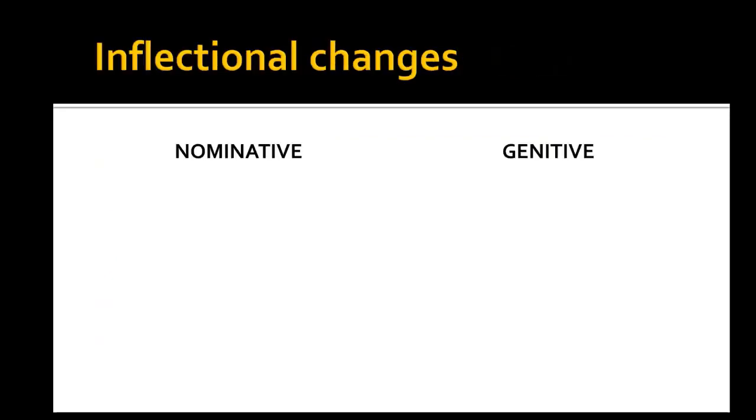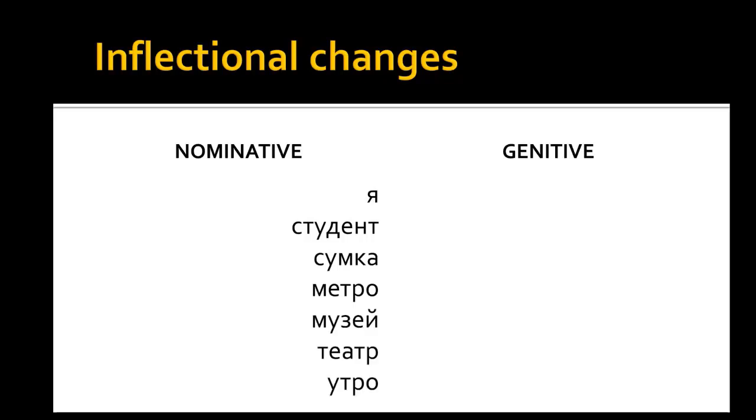You already know a lot of words in nominative. For example, я, студент, сумка, метро, музей, театр, утро. In genitive, they will all change their form. For now, you don't know how it will change, but by the end of this tutorial, you'll be able to provide the genitive forms for these and other nouns in Russian.